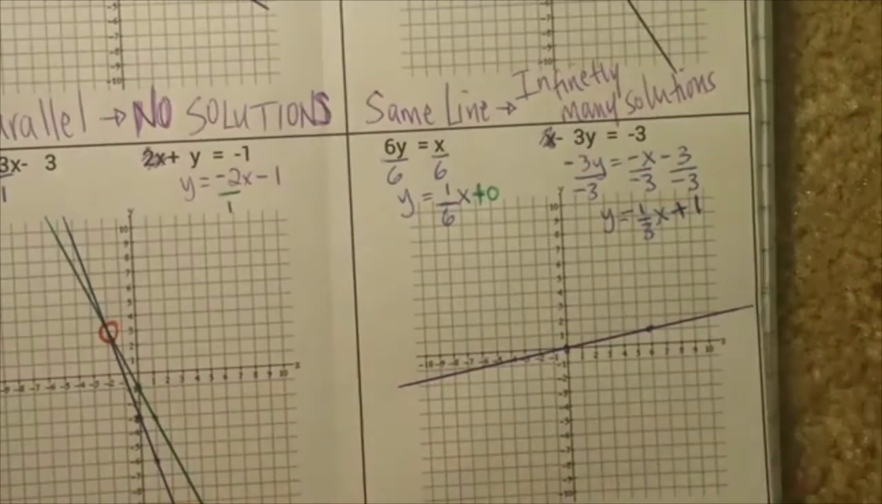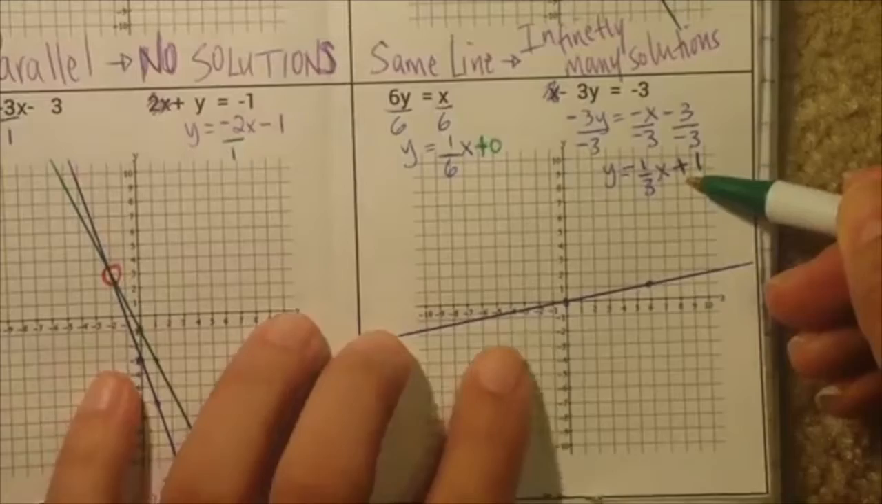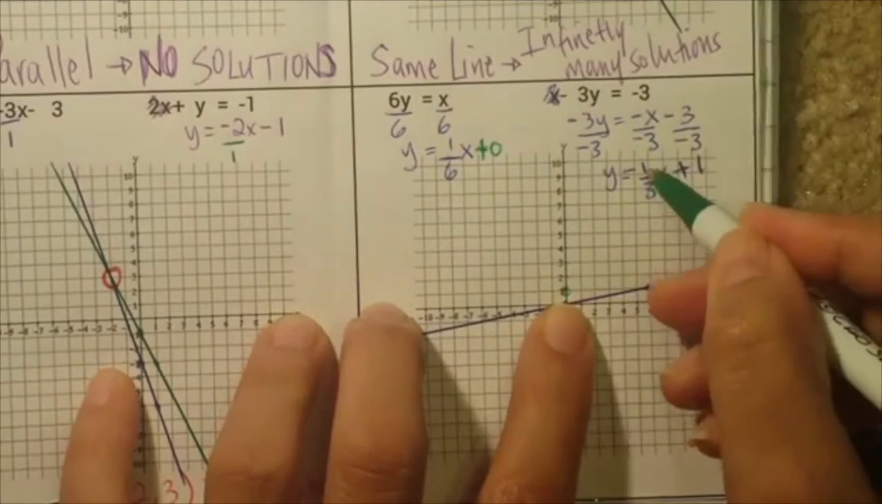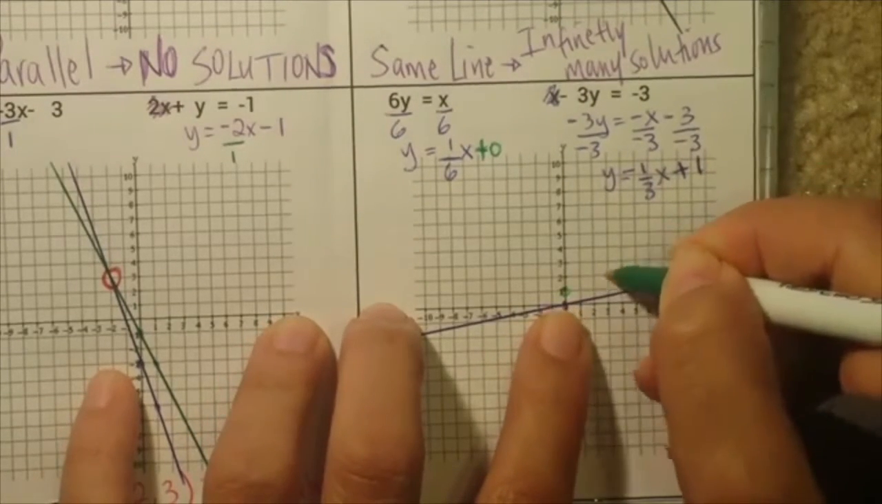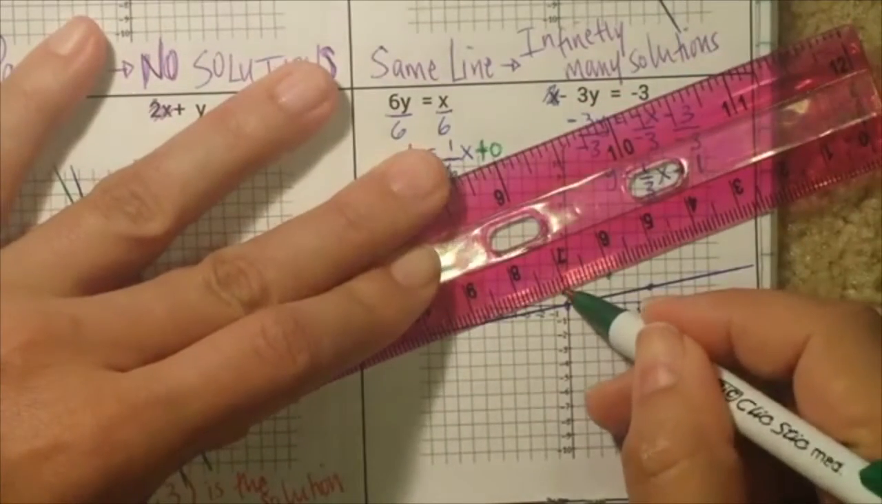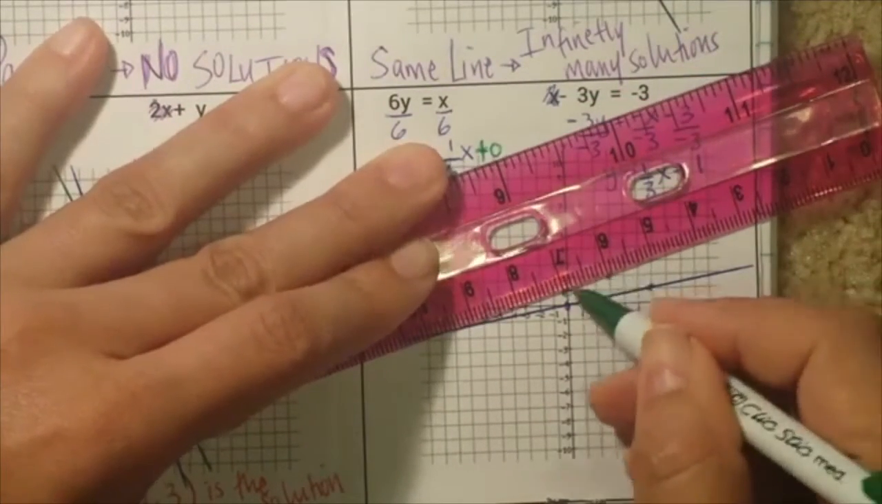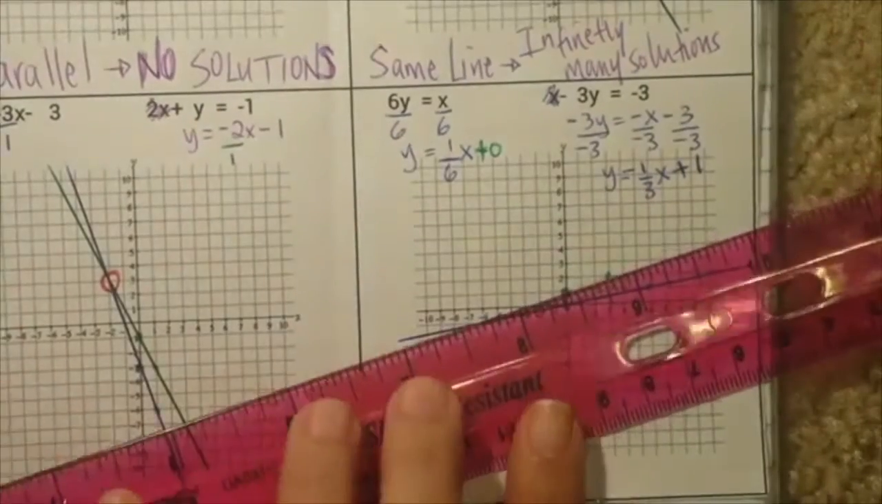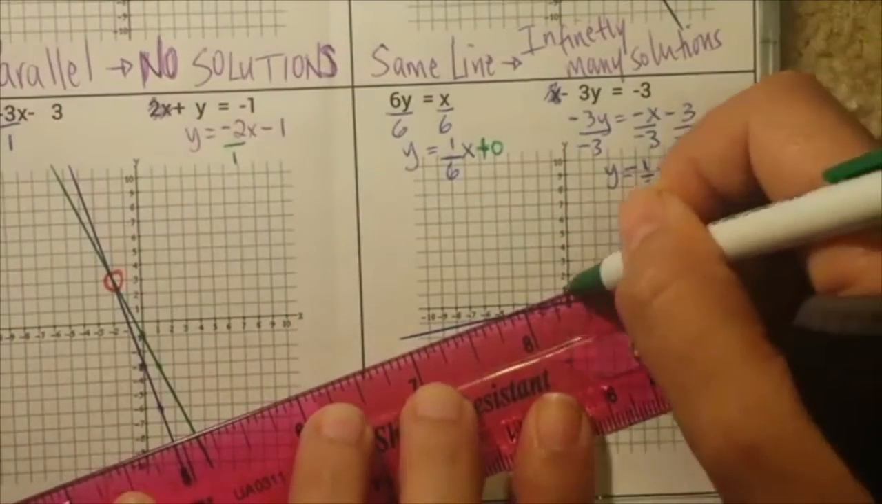Take a different color pen or pencil. We're going to do the same thing. This time start at plus 1 and we're going up 1, right 3. Again, take a ruler because wherever these two lines intersect is the solution.